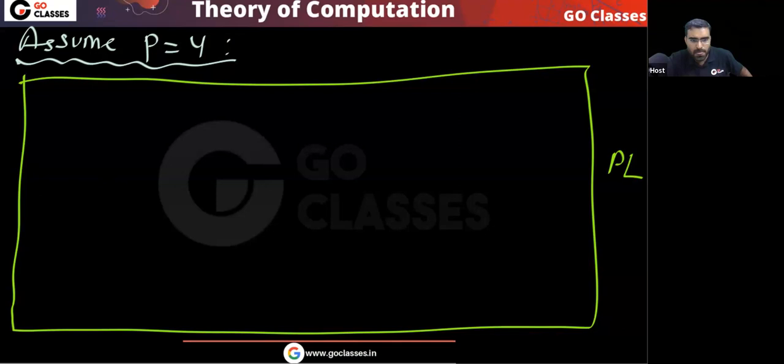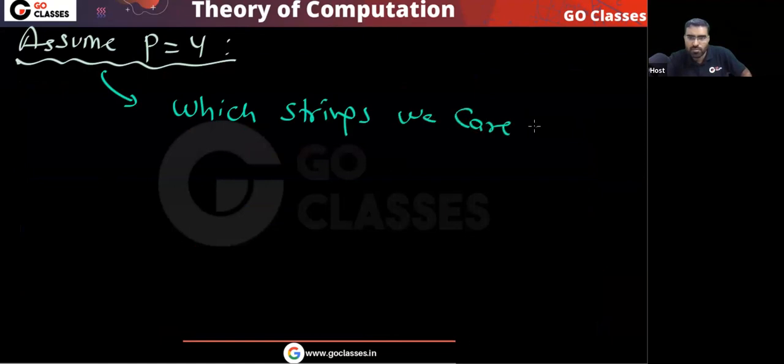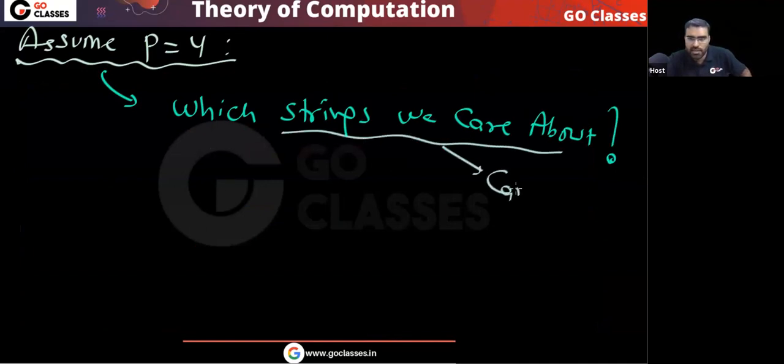Tell me one thing. I am asking a simple, very interesting question. Assume P equal to 4. Then tell me which strings we care about. Which strings we care about means which are candidate strings. These are the candidate strings. So tell me which strings are candidate strings. Can you give me some candidate strings?